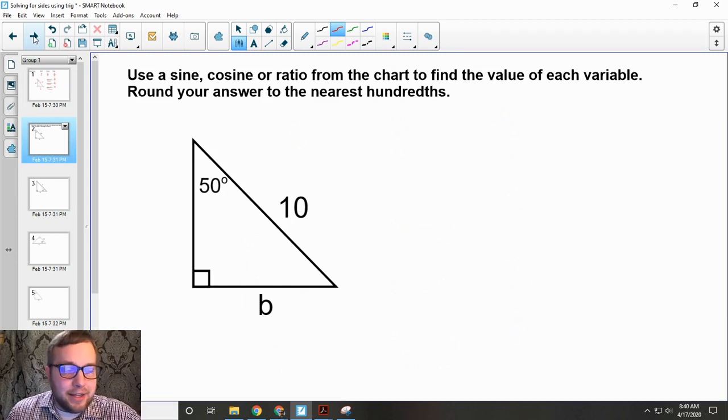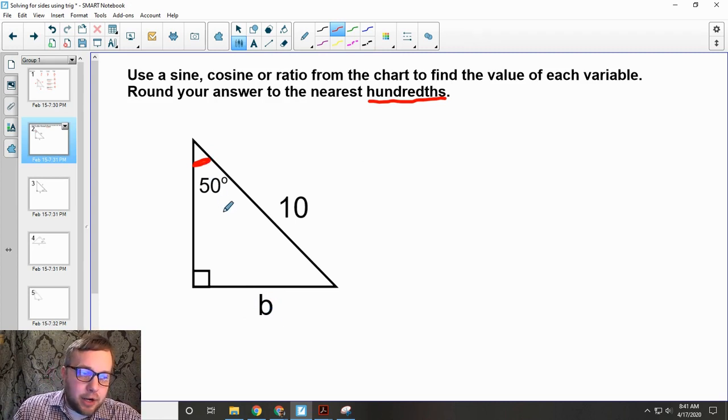We need to make sure we remember how to do that as we head into today's lesson. It says use sine, cosine, or tangent ratio from the chart to find the value of each variable. Round your answer to the nearest hundredth. It's very important when we're doing our homework that we are rounding to our hundredth spot. I know this angle, so I want to figure out how to solve for B. I don't know what B is.